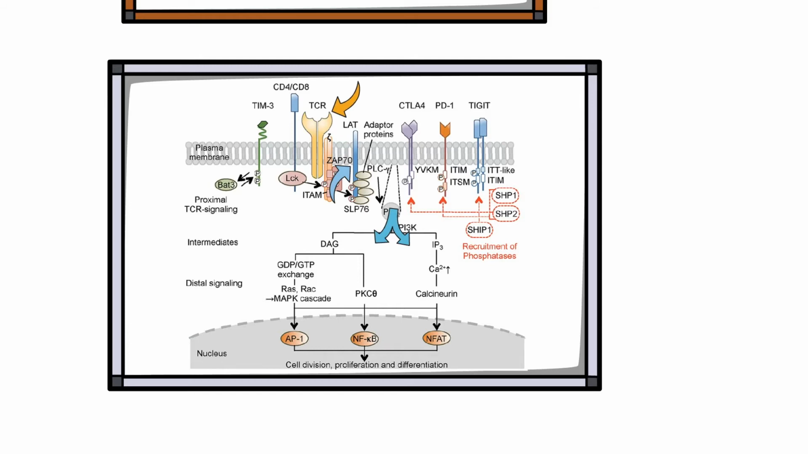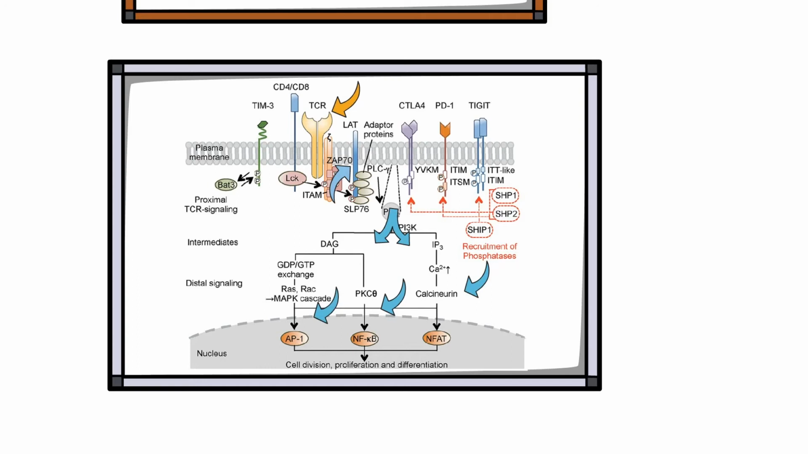IP3 will release calcium from the ER, which connects to calcineurin and calmodulin to activate NFAT, or nuclear factor of activated T cells, which enters the nucleus for gene activation. DAG will activate protein kinase C-theta, or PKC-theta, to activate nuclear factor kappa beta, or NF-kappa beta, for gene activation. DAG also activates RAS, which triggers a MAP kinase cascade that activates AP1 in the nucleus for gene activation.